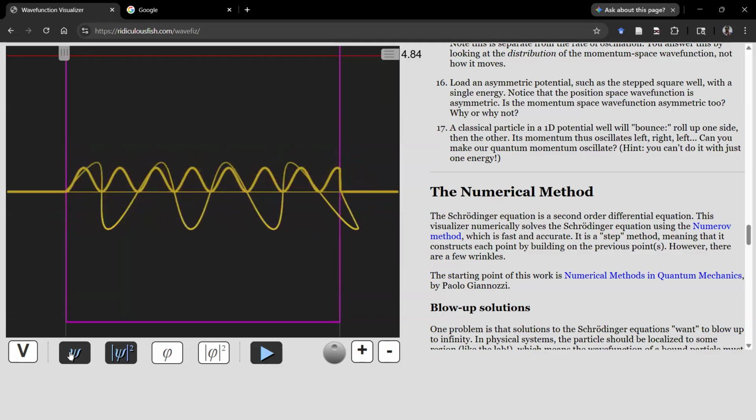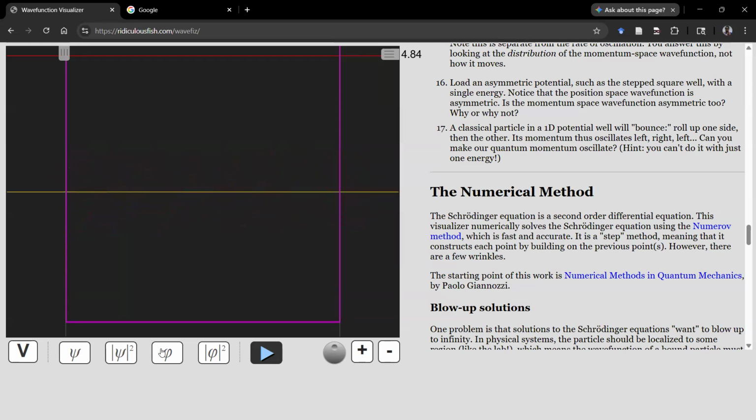Now let's look at, so that's position. What does the momentum wave function for this look like? And this is a little hard to see.